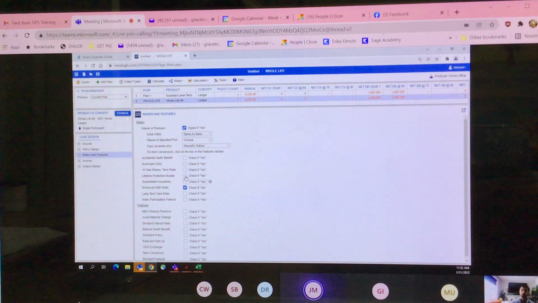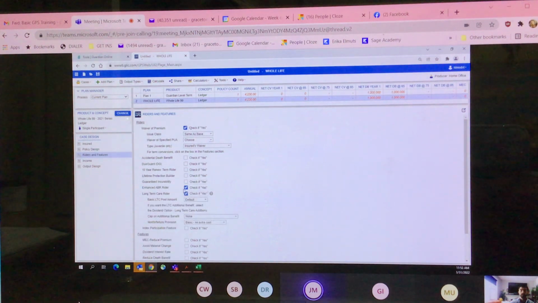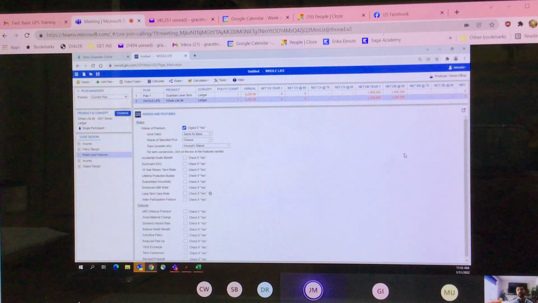The only time we don't want it on there is A, if they can't get it for any reason, because even though it doesn't have a premium, it is going to be underwritten, or if we're going to use the long-term care rider. Long-term care rider, day one, is going to let you use 90% of your death benefit. It's going to let you accelerate that over 50 months. It will cover you in the event of a true long-term care. It does have a premium.